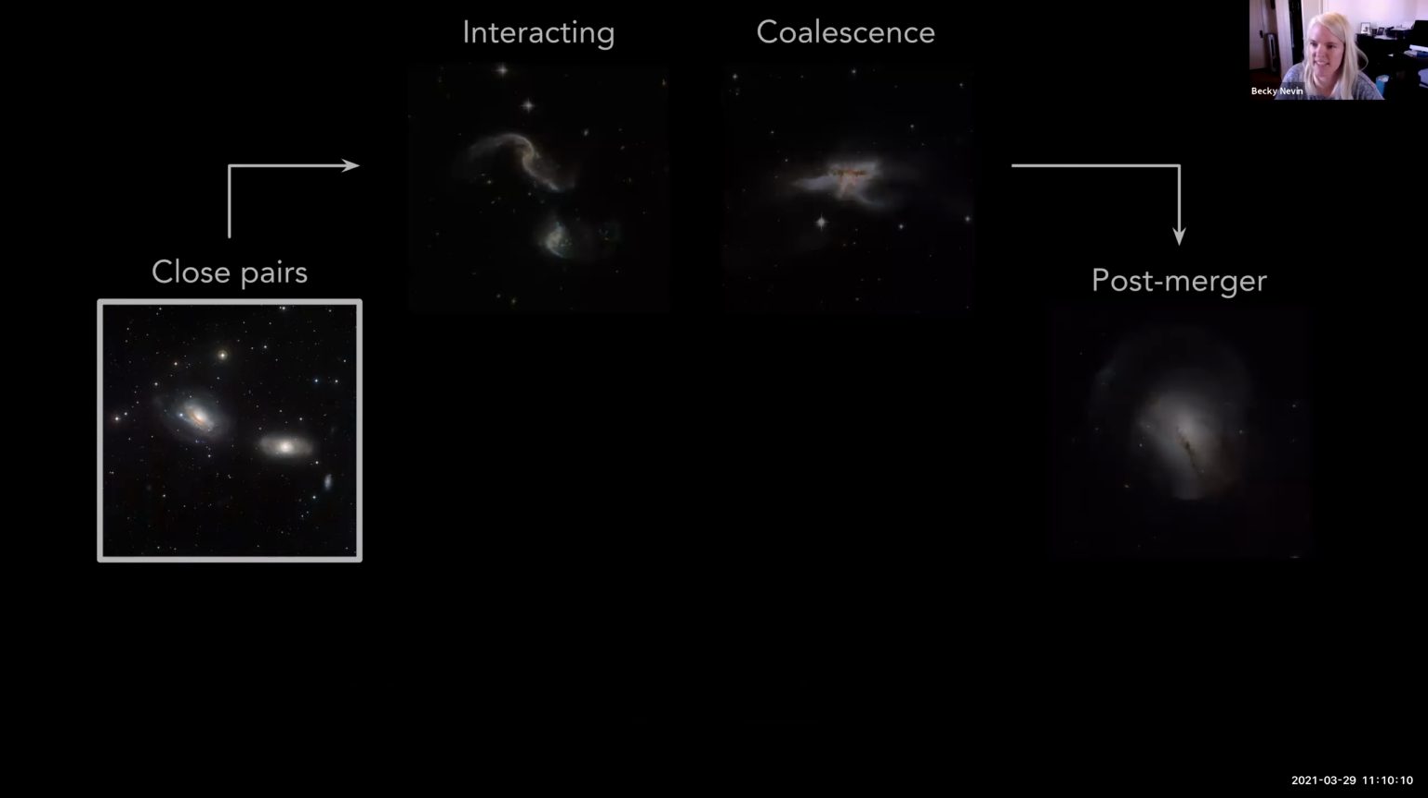Okay, so the first thing that can happen is the close pairs phase. What this is, is the galaxies have begun to interact. These can be identified using spectroscopic studies. And so some would argue that this is a pretty easy stage to identify. However, not much is happening evolutionarily in this stage. Recent studies have shown that there's not that much triggered star formation yet.